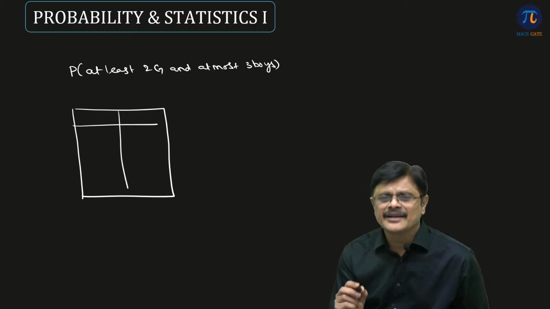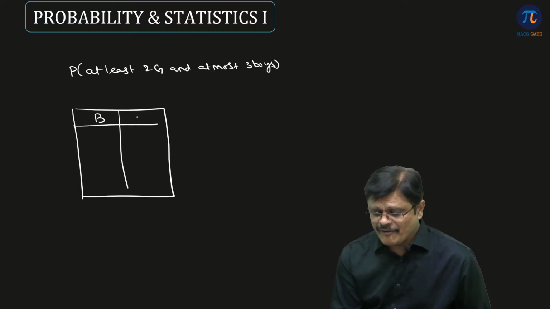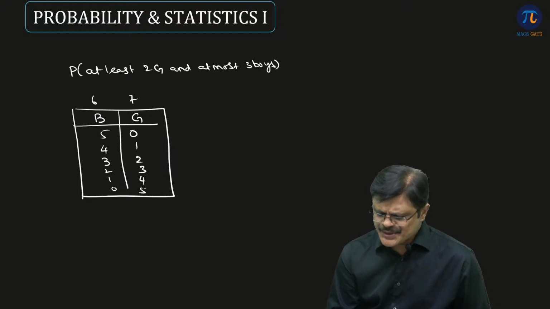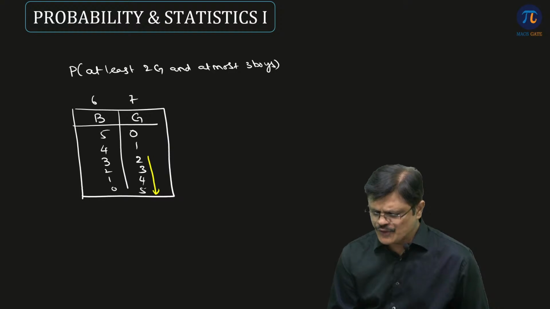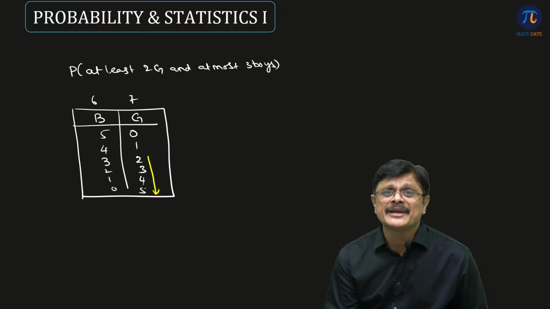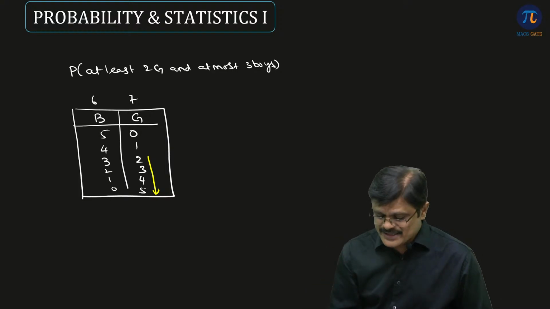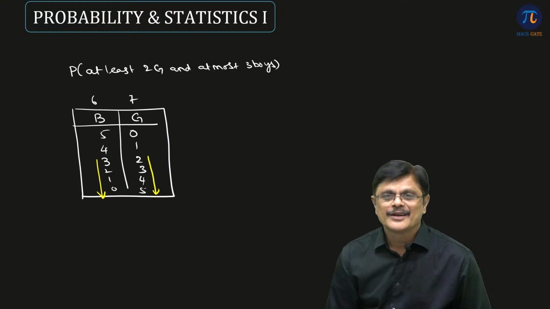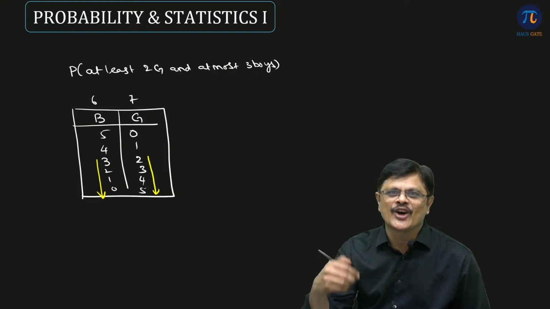If you want to select a committee of 5 members from 6 boys and 7 girls, the possibilities are: 5 0, 4 1, 3 2, 2 3, 1 4 and 0 5. And when you want at least 2 girls, meaning 2 or more girls, these 4 cases. At most 3 boys means 3 or fewer boys. 3 or fewer boys means what, sir? These cases. So they are actually the same. They are mentioning the same thing. At most 3 means 3 or fewer boys.